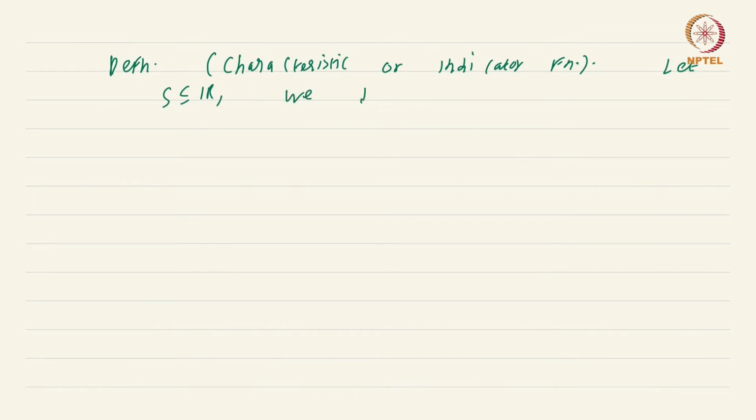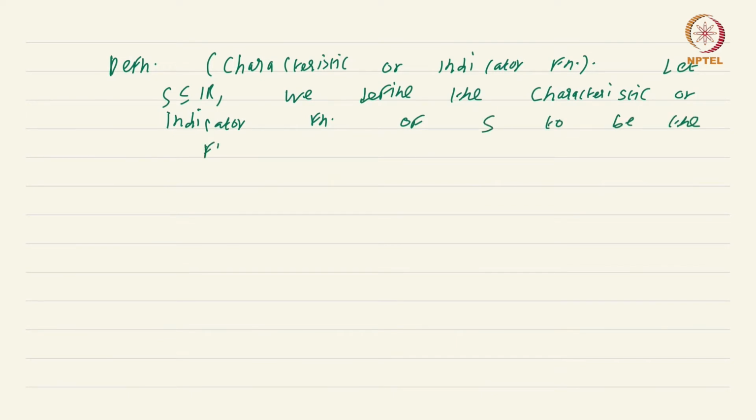So this prompts the following natural definition of a characteristic function. This is called the characteristic or indicator function. Let S be a subset of R. We define the characteristic or indicator function of S to be the function chi S, which is defined by chi S of x is 1 if x is in S, and 0 if x is not in S. Now, the name characteristic or indicator function of S is self-explanatory. At any point of the set it gives the value 1, otherwise it gives the value 0.